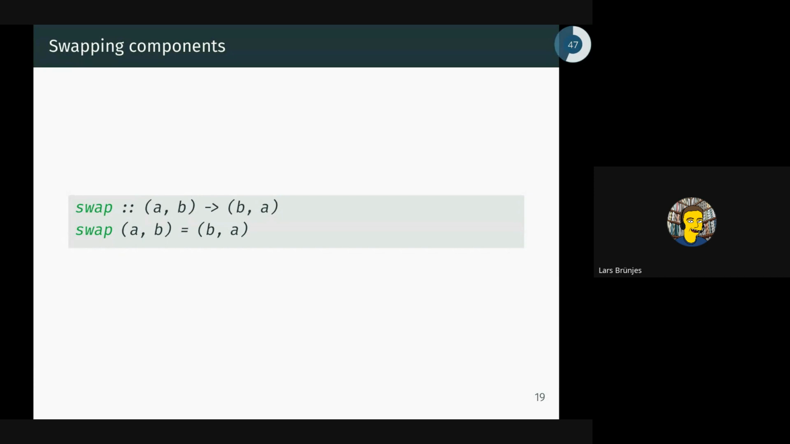Okay, maybe we don't have to do this. So if you want to swap components, it's a function from (A, B) to (B, A). And if you pattern match on the pair, you get a pair of A and B. So the result is a pair of the same B and the same A, but the other way around.